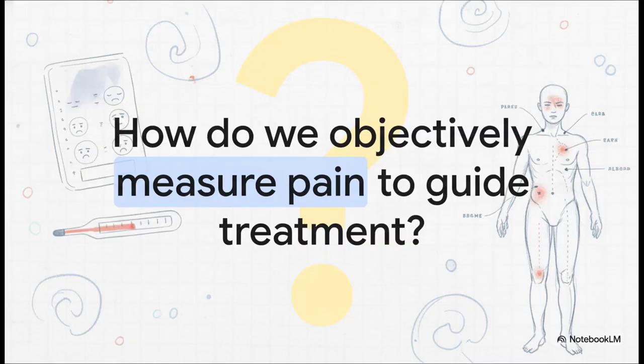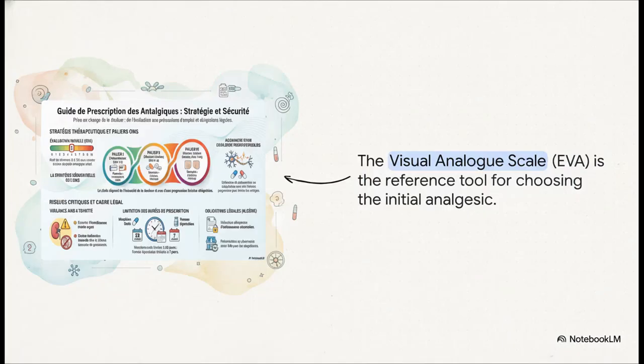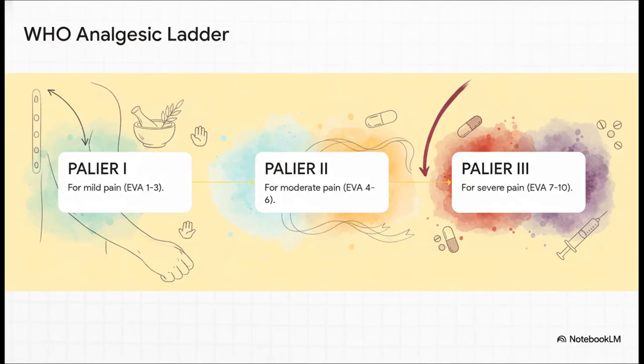The first step is getting an objective sense of its intensity. We use something called the Visual Analog Scale, or VAS. It's a simple 0 to 10 scale. That score tells us exactly where to start on the WHO's 3-step ladder for pain management.